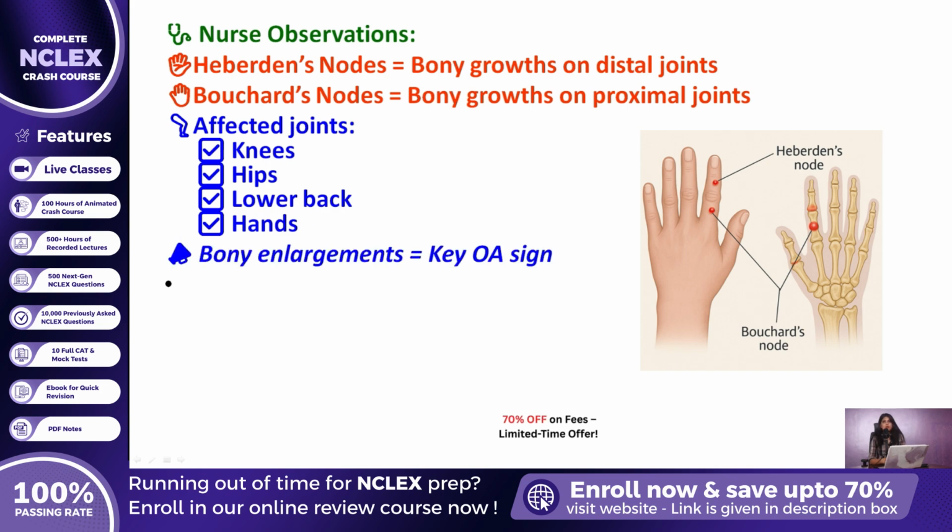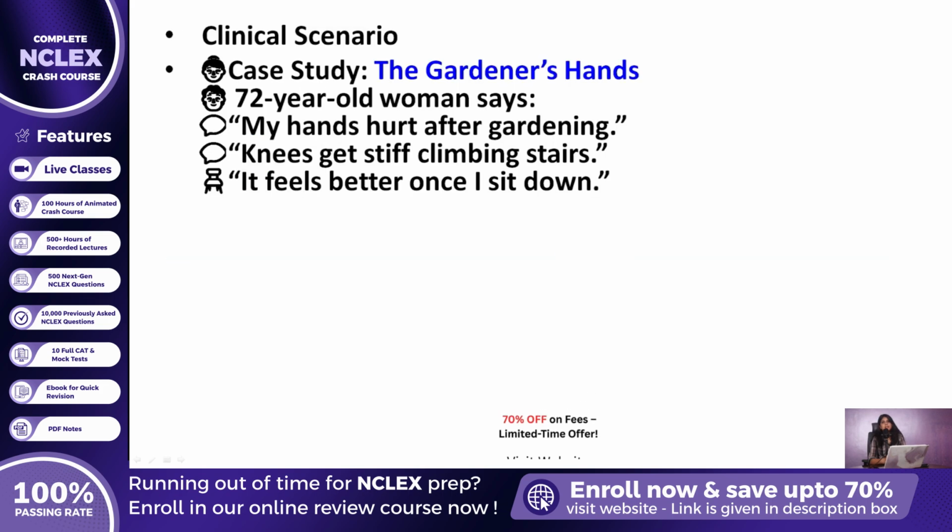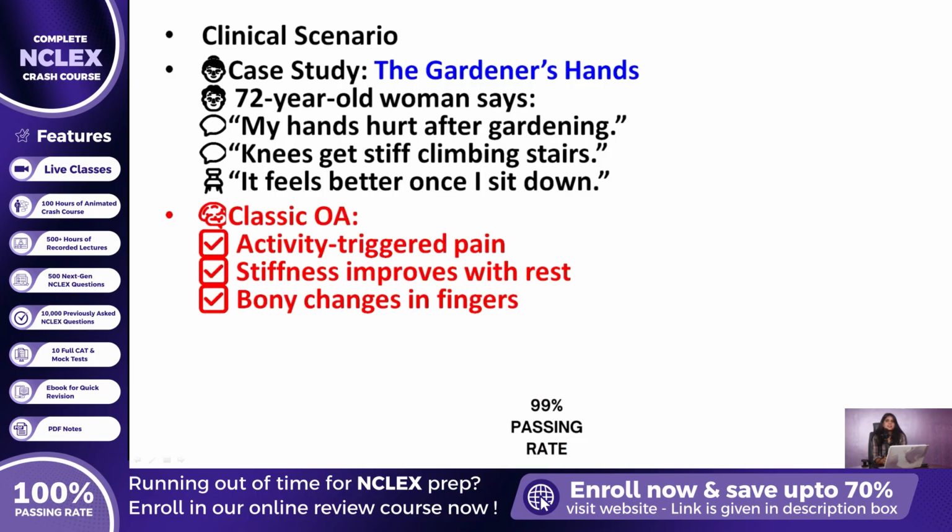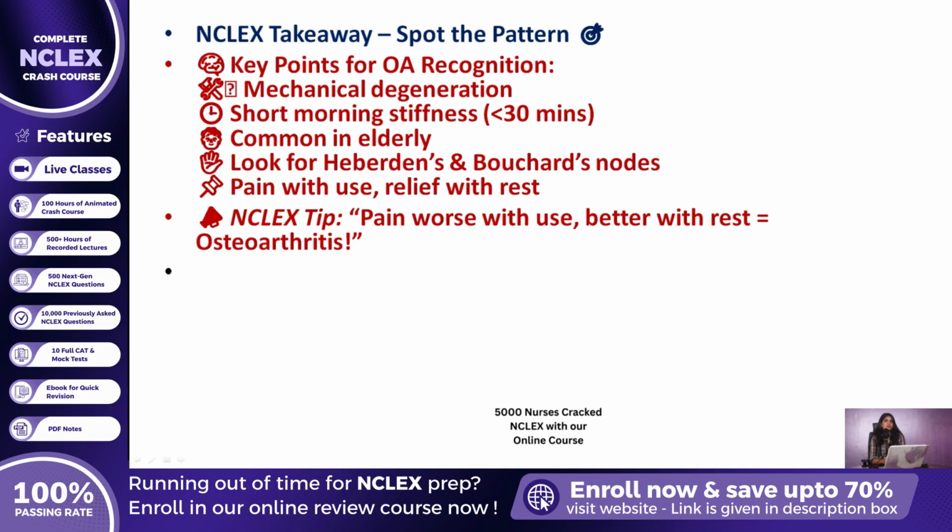Here is an example to lock it in. A 72-year-old woman tells you, "My hands hurt more after gardening and my knees feel stiff when I climb stairs, but it gets better when I sit down for a while." That is classic osteoarthritis, pain and stiffness triggered by activity that improves with rest, along with those signature bony changes in the fingers.